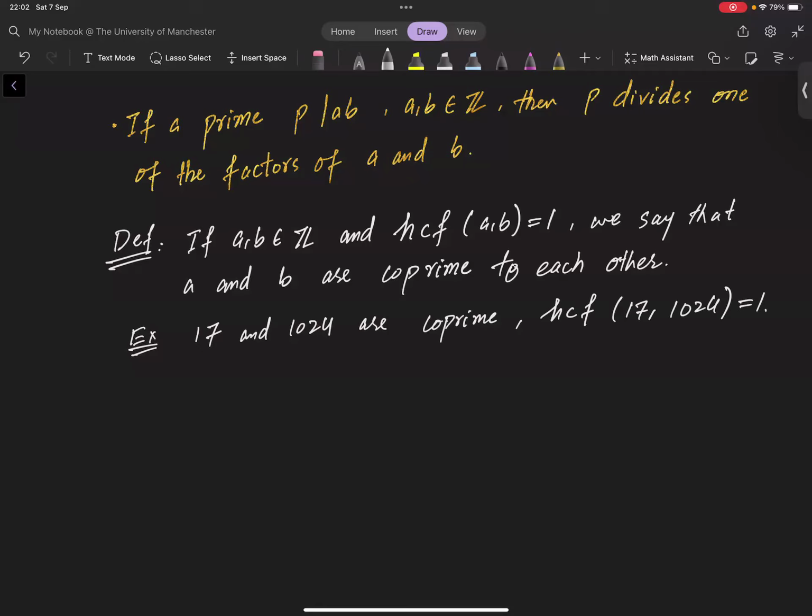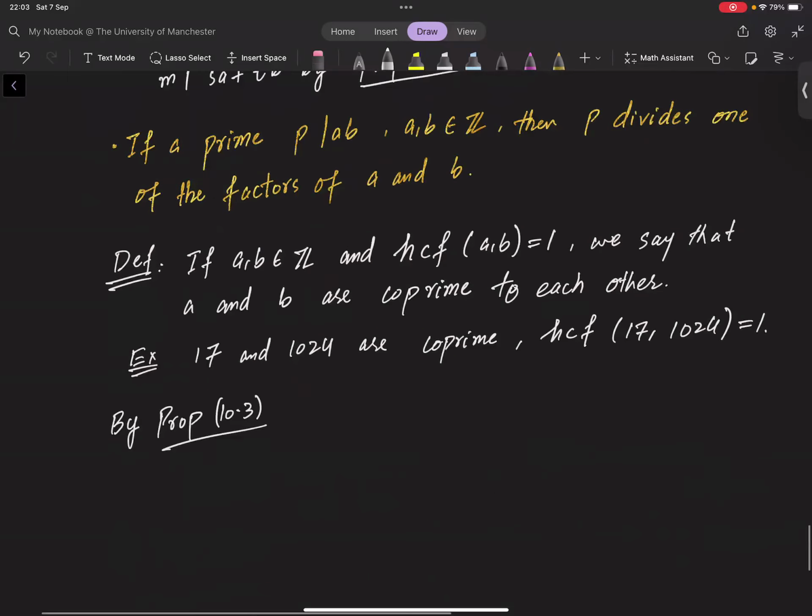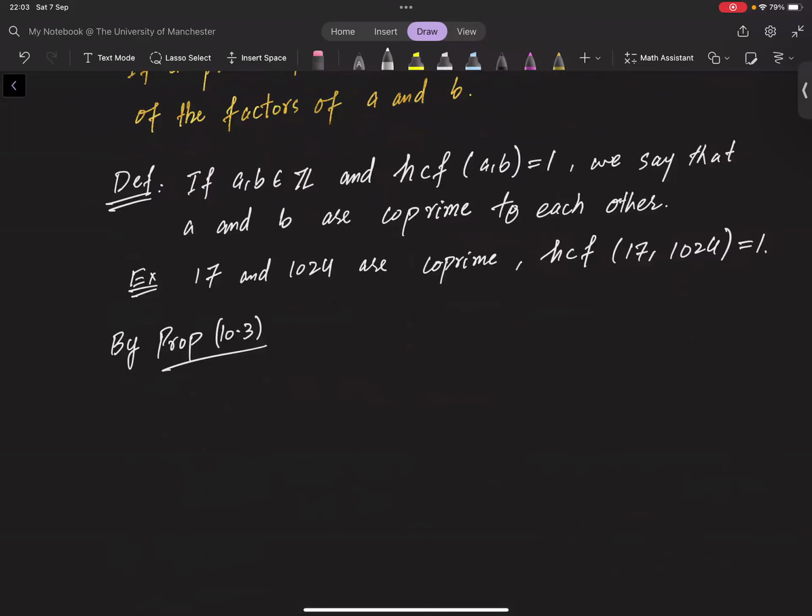So by proposition 10.3, which said that if the HCF between A and B, and A and B are co-prime, then D is 1, then the 1 can be written as SA plus TB. That's something we are deducing by this definition in proposition 10.3.